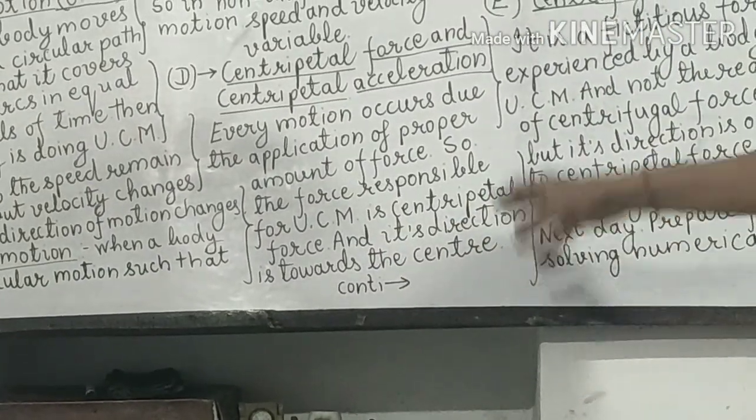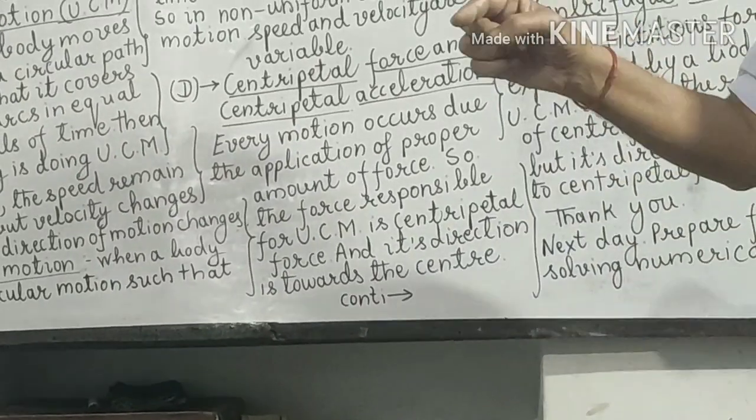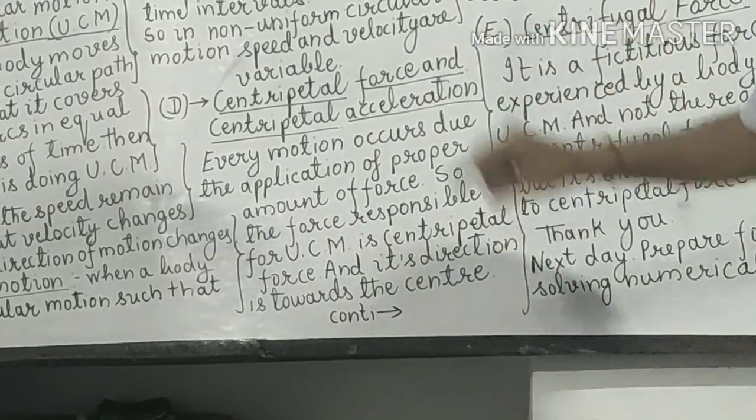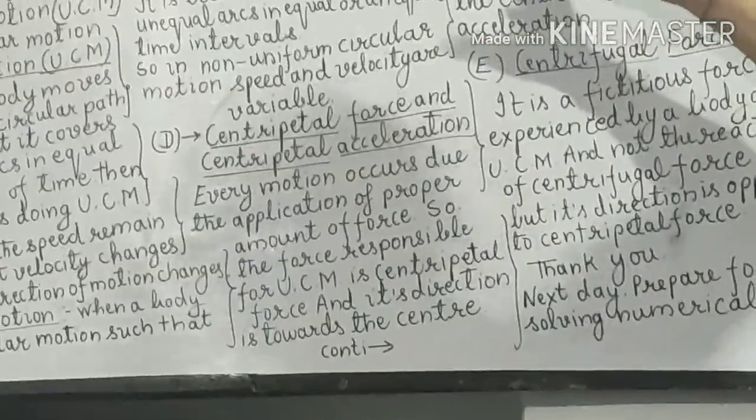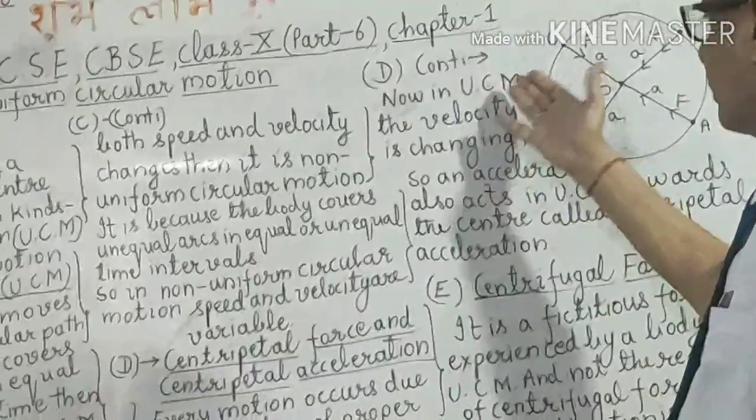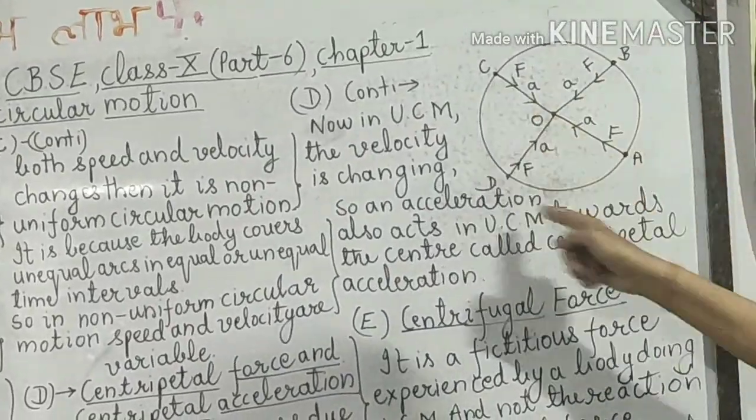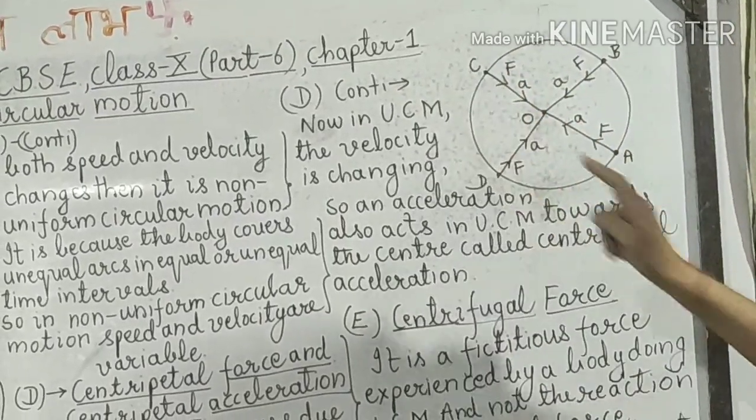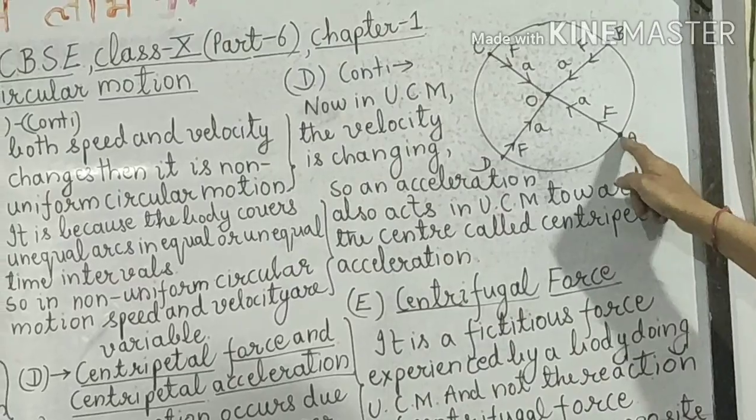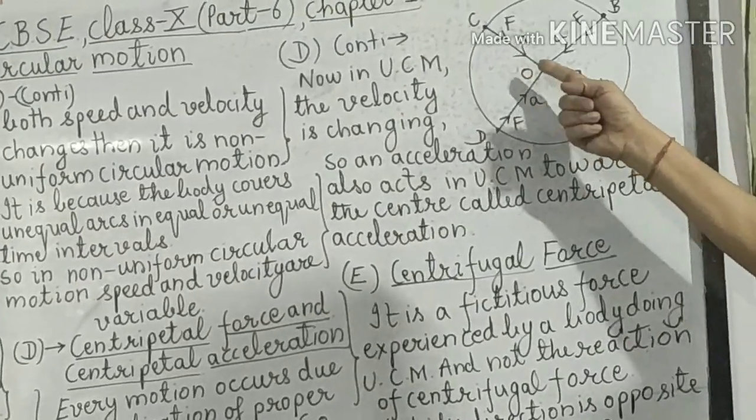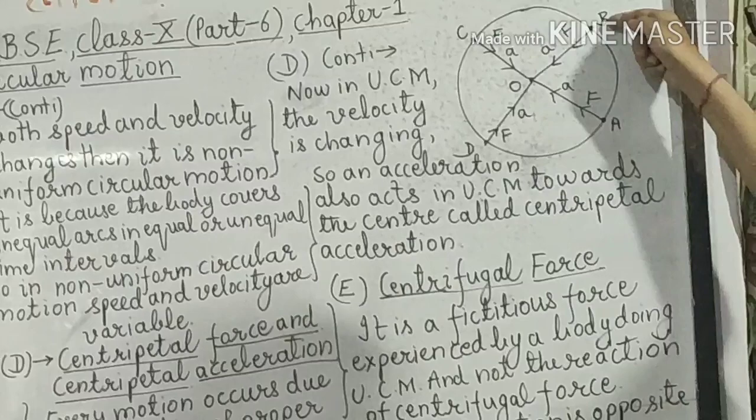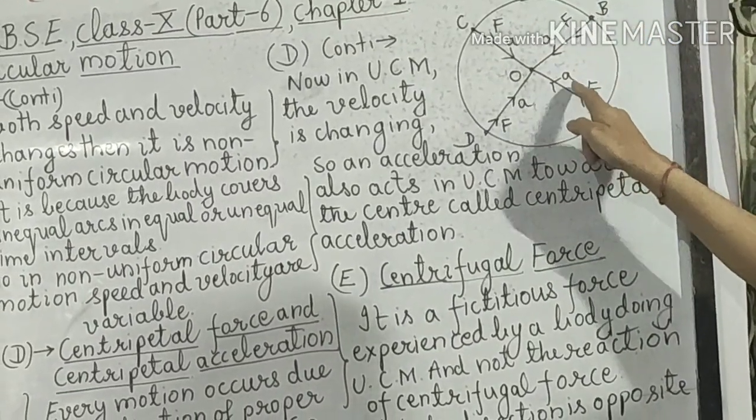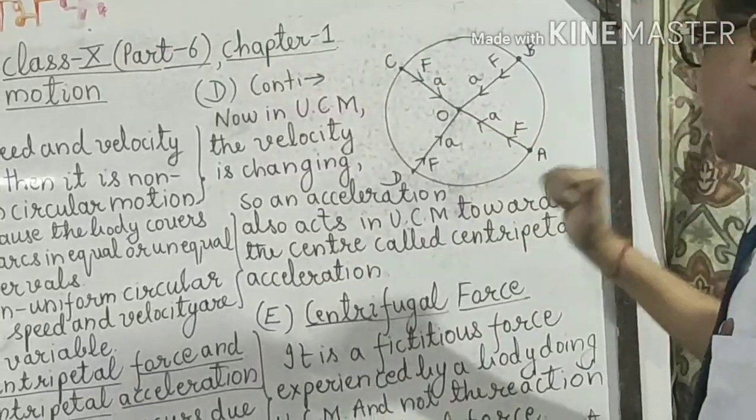So centripetal force is the force responsible for doing UCM. And what is its direction? Its direction is always towards the center, because the body is moving on a circular path with respect to the center. Now the D part continues here. I have drawn a diagram. The body starts from A, then comes to B, C, D, and at A the force F is towards the center. At B, the force is towards the center. And the acceleration A is the centripetal acceleration.